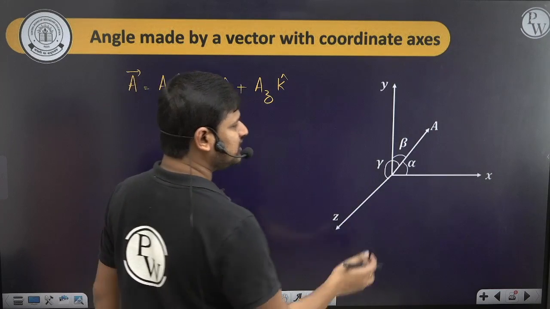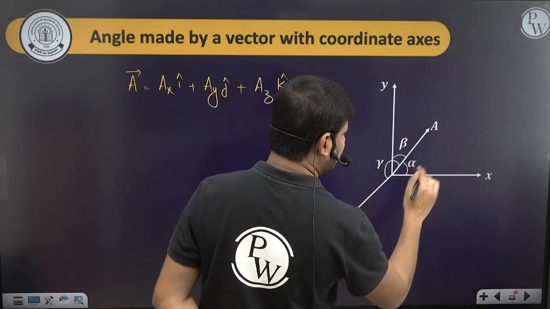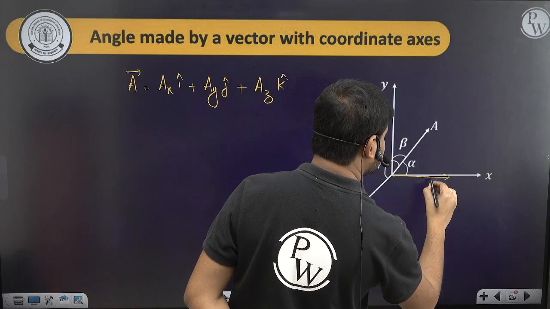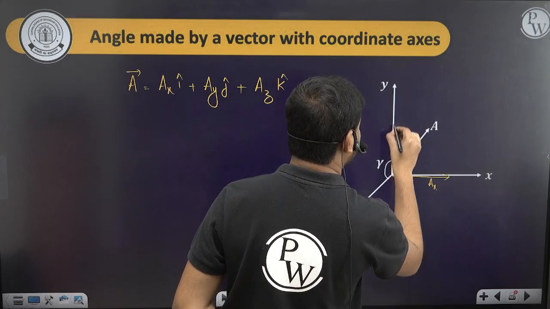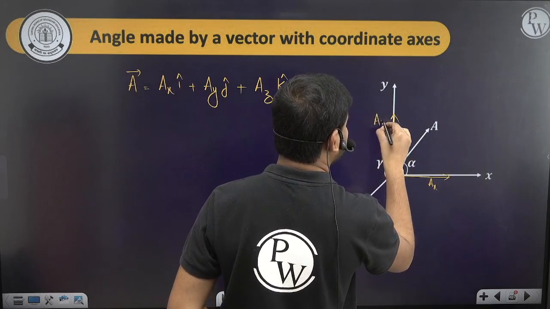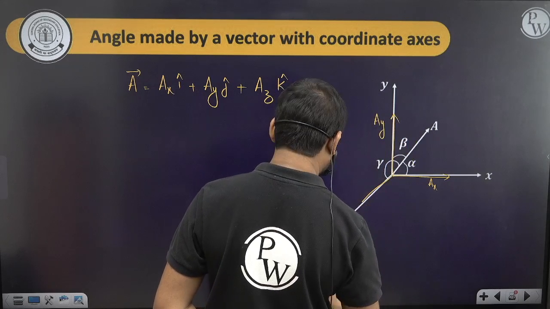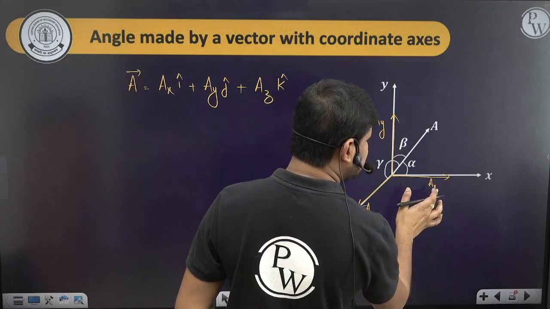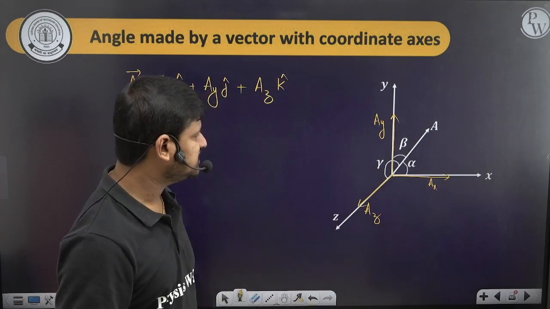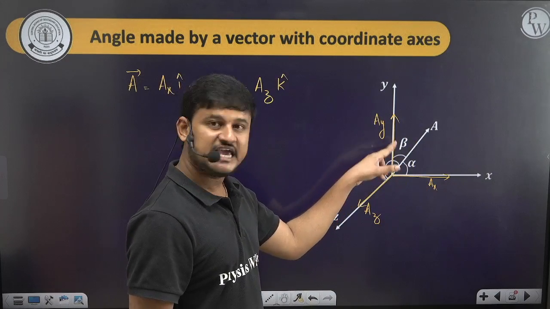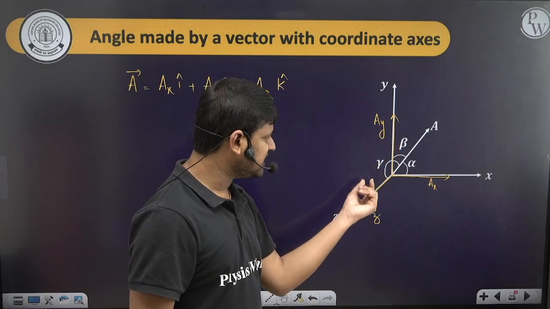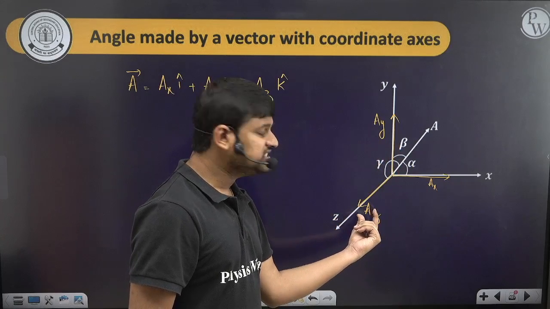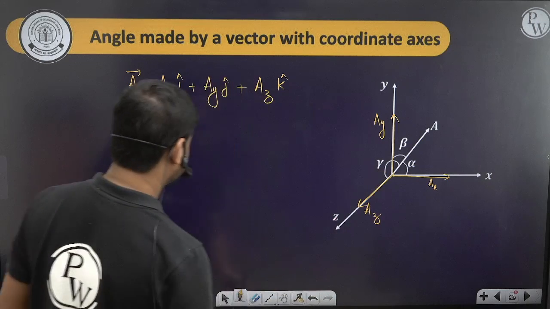So what is the component along x? The component of A along x is ax. The component along y is ay. The component of A along z is az. Now how much angle is this ax making, how much angle is ay making with the coordinate axis, and how much angle is az making with the coordinate axis? That's what we are talking about.